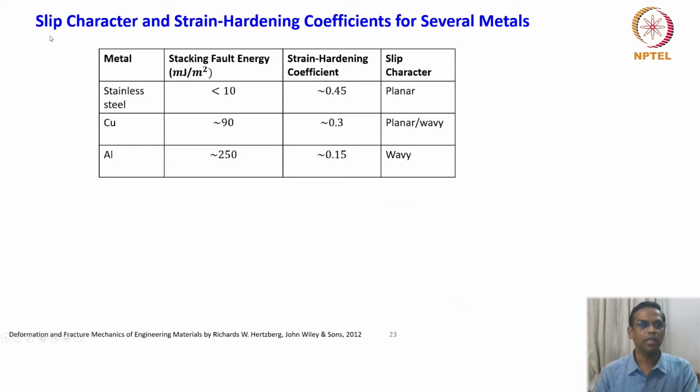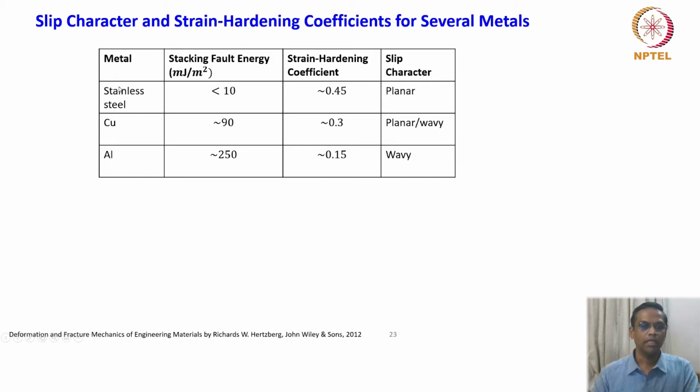What we are going to discuss today is how the slip character and the strain hardening coefficients for several metals are compared. When you compare these parameters, how do they appear? For example, if you look at this table, where the stacking fault energy, strain hardening coefficient and slip characters are all summarized, typically for stainless steel, copper and aluminum.